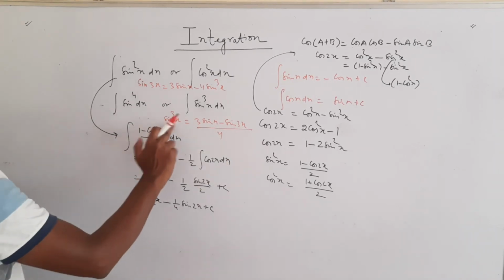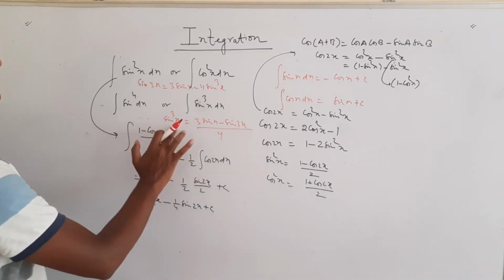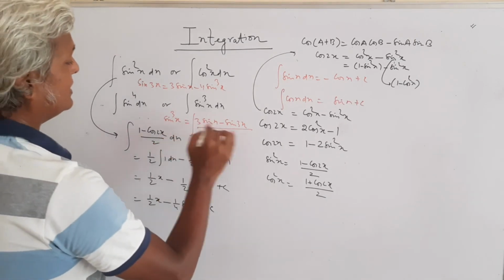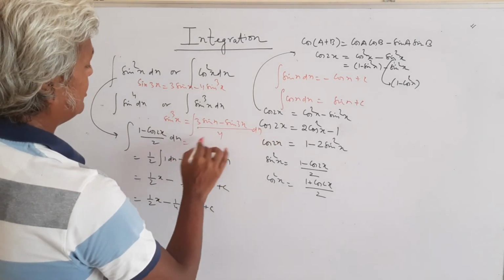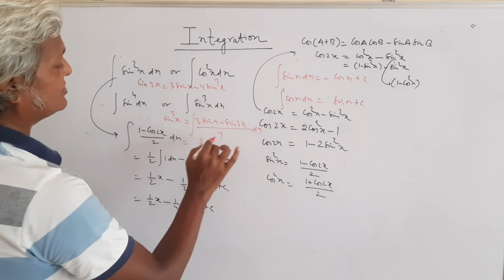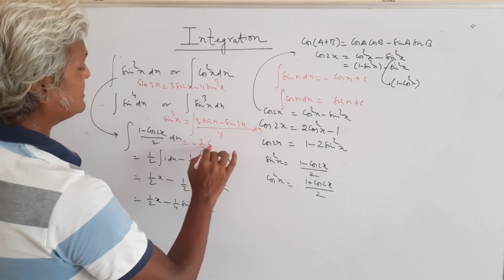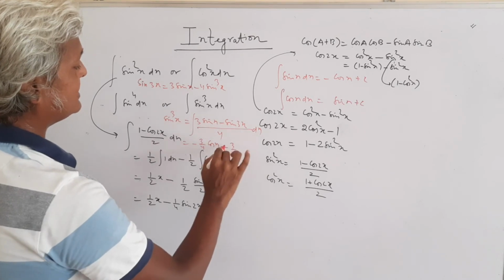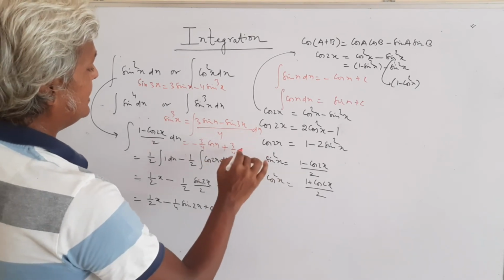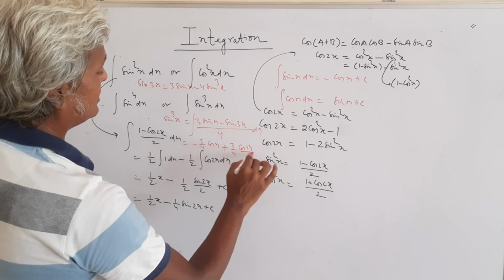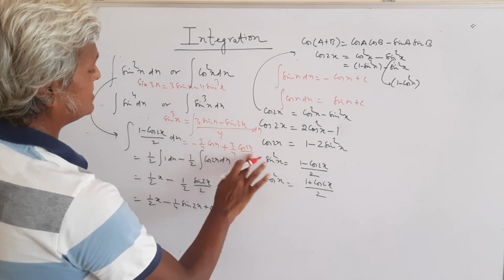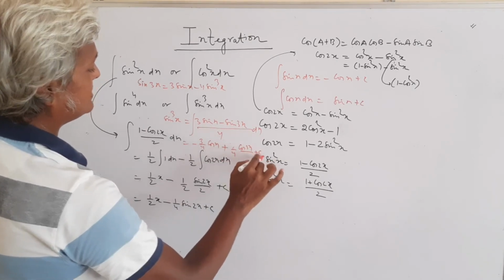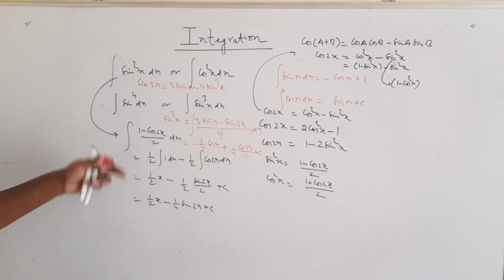So the integration of sine cube x dx is nothing but the integration of these. Now this is 3 by 4, the integration of sine x is minus cos x, and this is 3 by 4, the integration of sine 3x is again minus becoming plus, and that is cos 3x over 3, the 3 cancels, so this is 1 by 4, plus c. This is how you can find the integration of this form also.